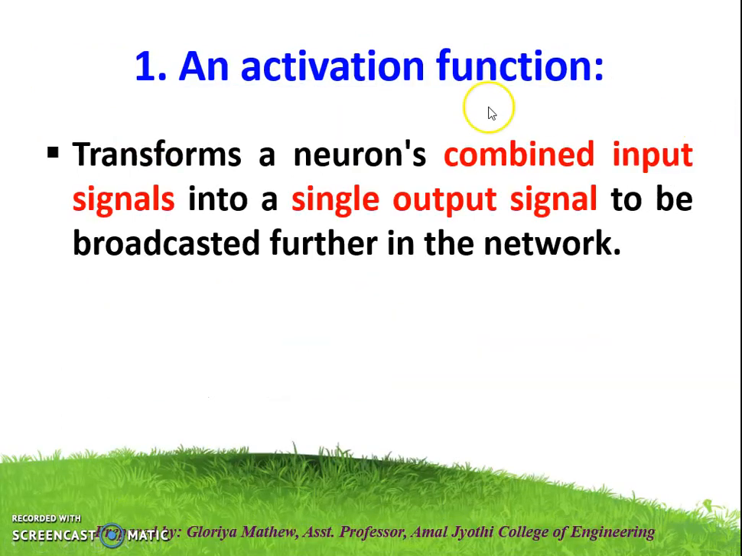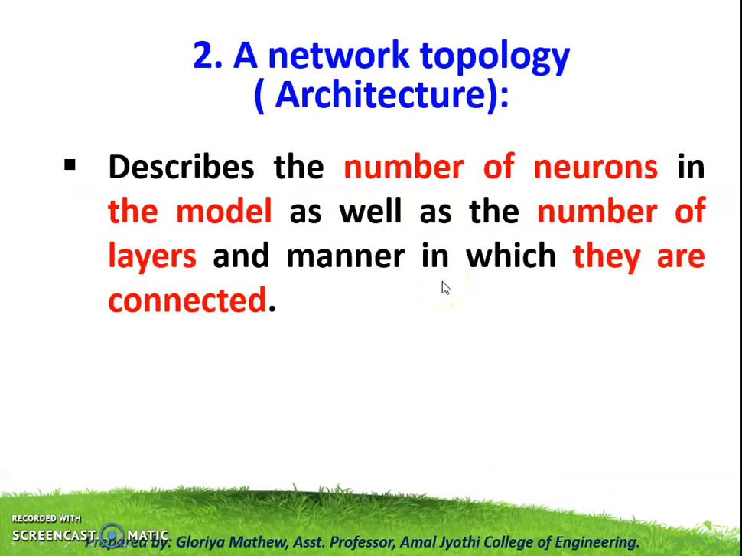First one is the activation function. The activation function transforms a neuron's combined input signal into a single output signal to be broadcast further in the network. The second characteristic is the network topology or architecture. The network topology describes the number of neurons in the model as well as the number of layers and the manner in which they are connected.